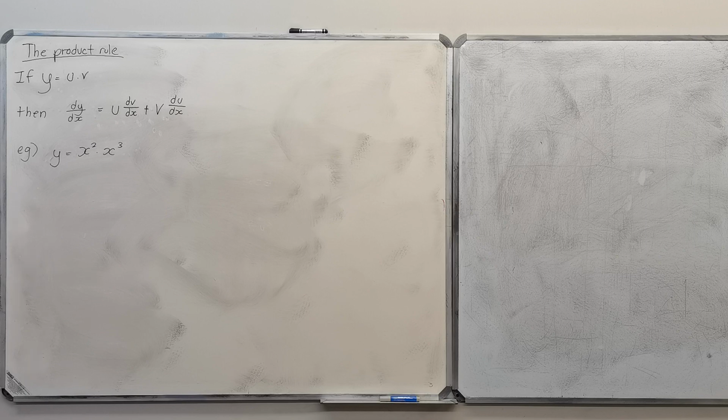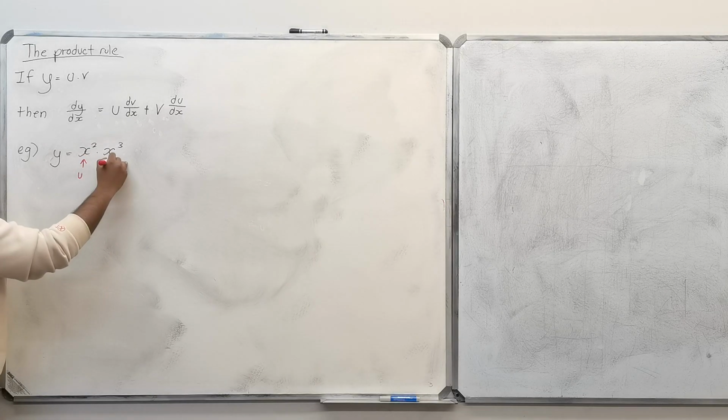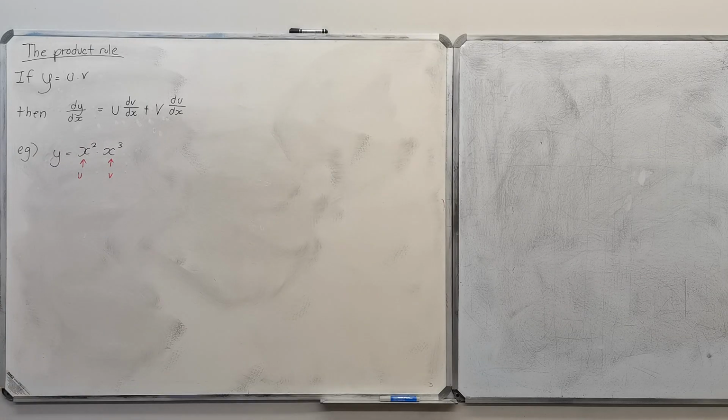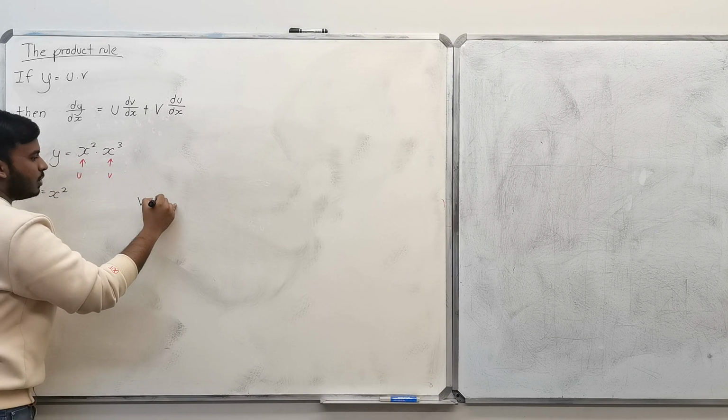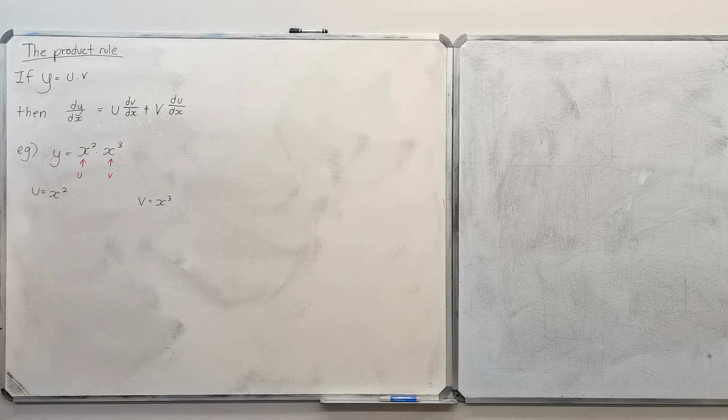Let's use it. Okay, using the product rule first. Your u in this instance is what? u is x squared, right? And v is x cubed. Okay? The substitution method is you derive, so we said u is equal to x squared and v is equal to x cubed.